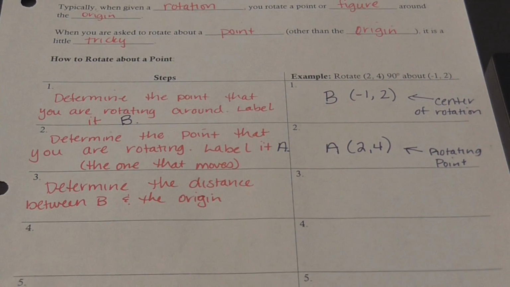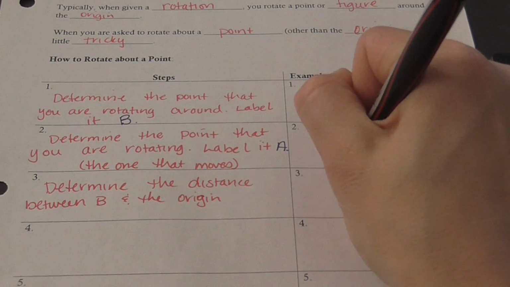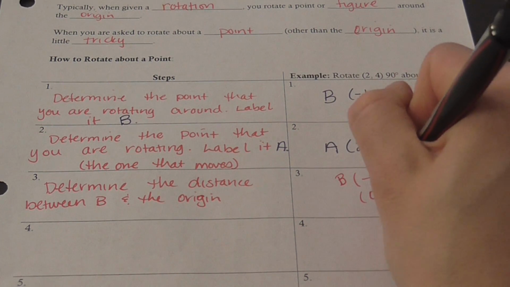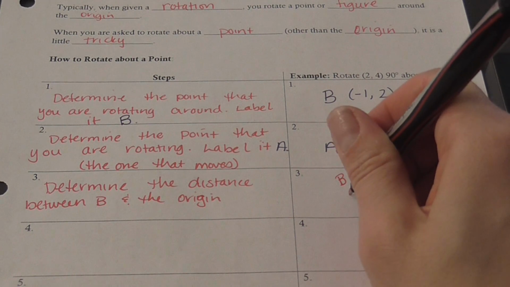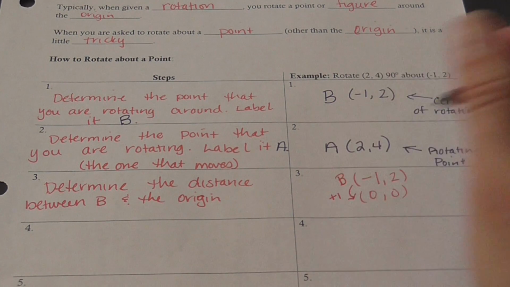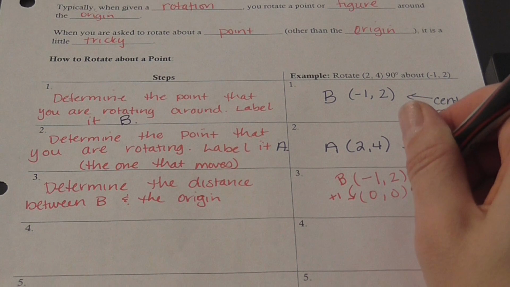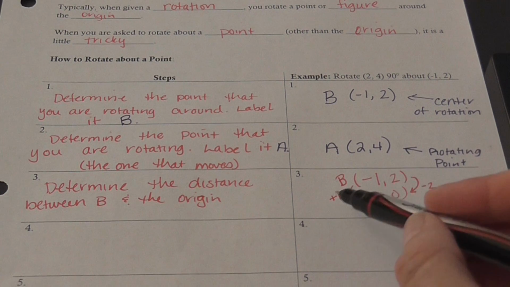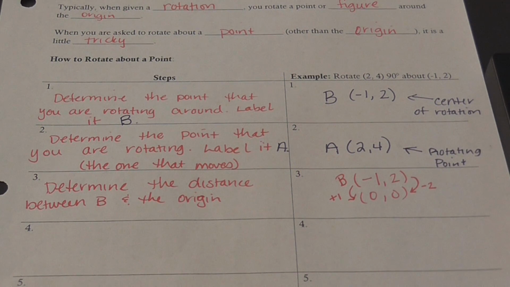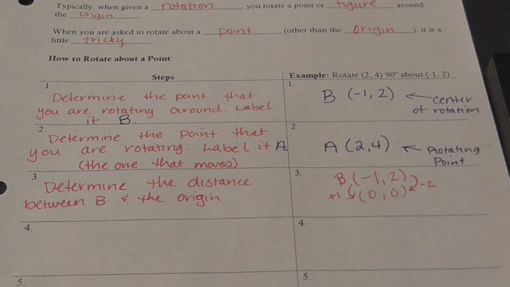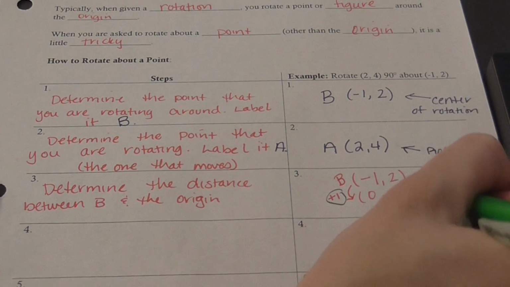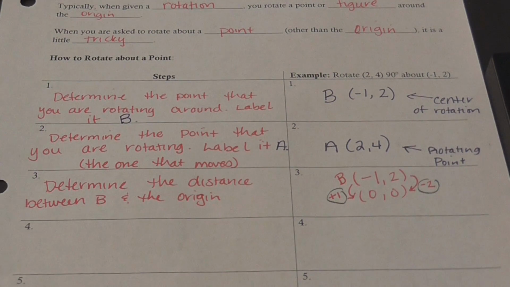I'm going to take B, the point (-1, 2), and under it I'm going to write the origin, (0, 0). What did I do to get from -1 to 0? I added 1. And to get from 2 to 0, I would have to subtract 2. Those are the 2 distances. So +1 on my x's and -2 on my y's, that's what's important.